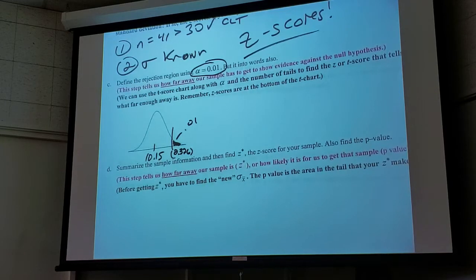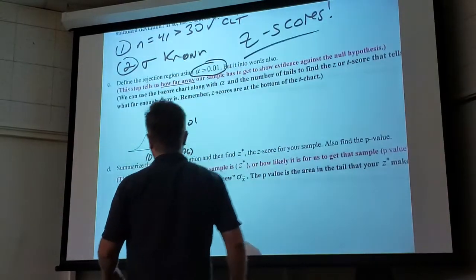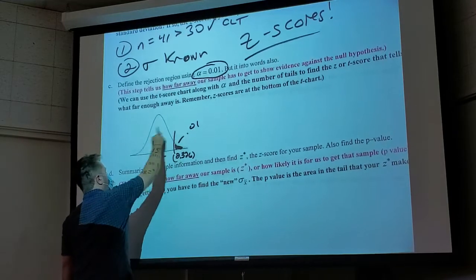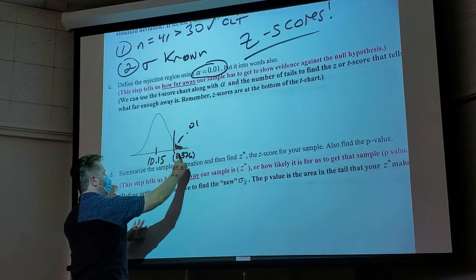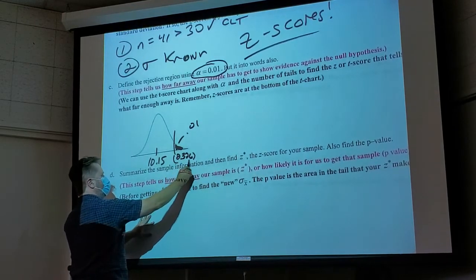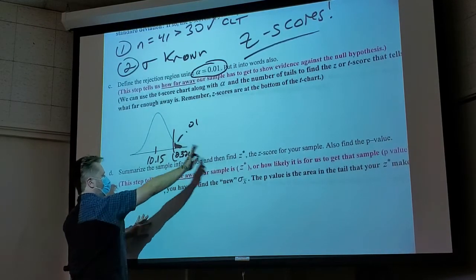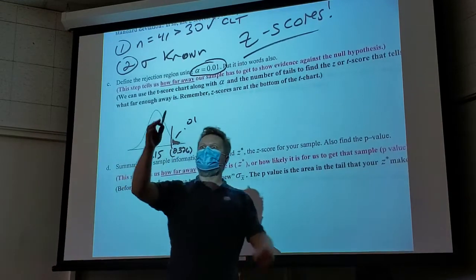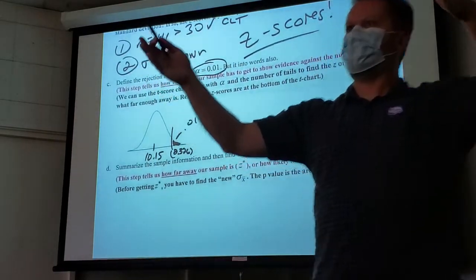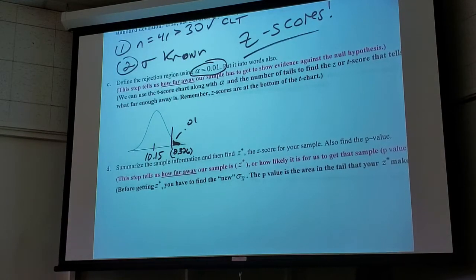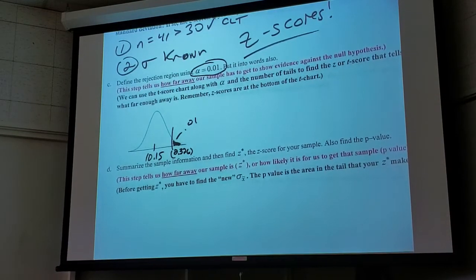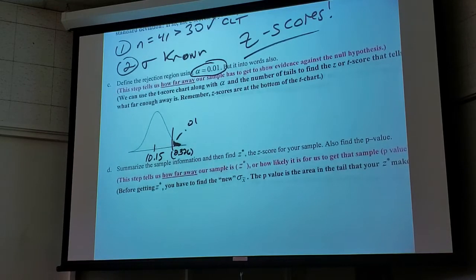So we have to find a sample to show evidence against the stick-in-the-mud null hypothesis. If we find a sample whose z-score is more than this, then we can say the one who thought it was 10.15 looks to be wrong. Does that make sense? If we find a sample so far up there that it has a 1% chance of happening if that's the right mean, then that's probably not the right mean.